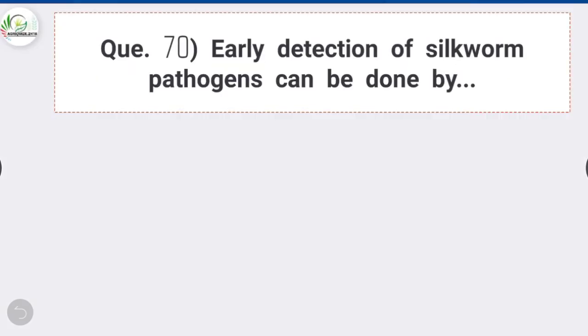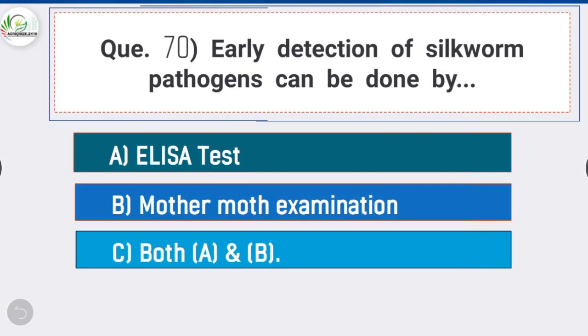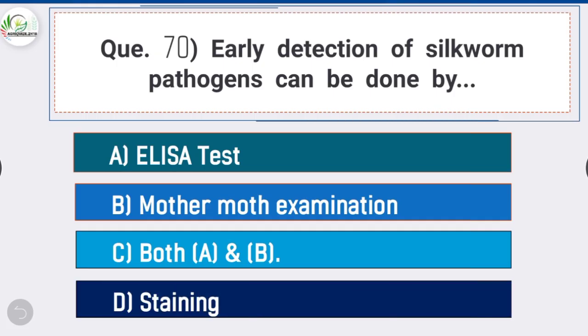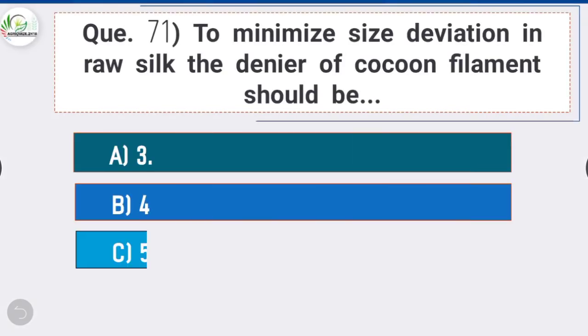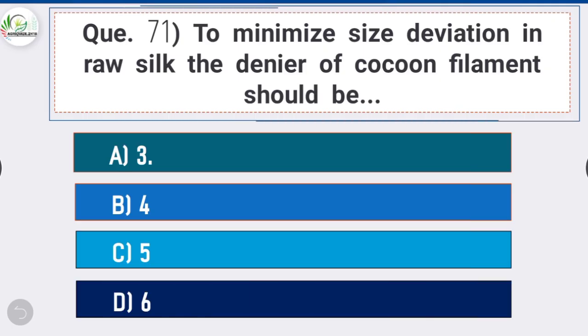Question number 70. Early detection of silkworm pathogens can be done by, and the correct answer is both A and B. That means early detection of silkworm pathogens can be done by ELISA test and mother moth examination. Question number 71. To minimize size deviation in raw silk, the denier of cocoon filament should be, and the correct answer is option A, 3. To minimize size deviation in raw silk, the denier of cocoon filament should be 3.